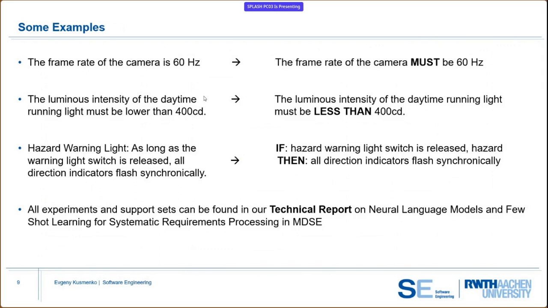So for example, the luminous intensity of the daytime running light must be lower than 400 candela. And here we introduced basically the comparison keyword less than on the right-hand side. And the third example is the hazard warning: as long as the warning light switch is released, all the direction indicators flash electronically. And here you can see that we have these if and then keywords introduced at the right places so that we can separate the trigger from the action very easily if, for example, analyzing the requirements in an automated way.